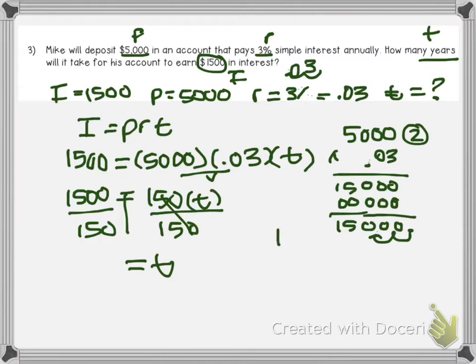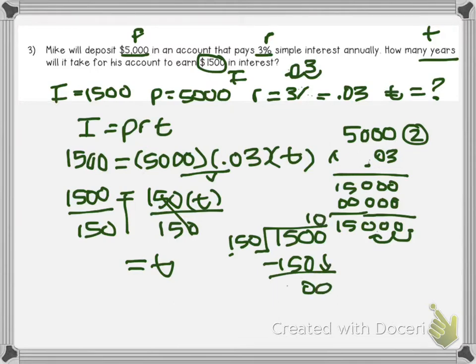And 1,500 divided by 150. 150 goes into 150 one time with 0 left over. And 150 goes into 0 0 times. So T equals 10 years.